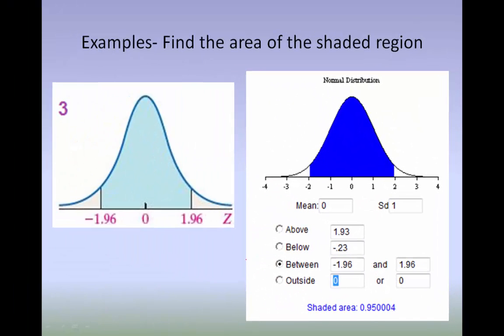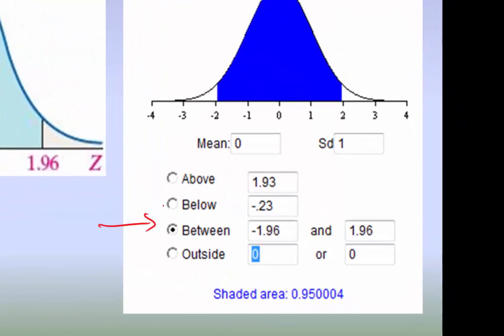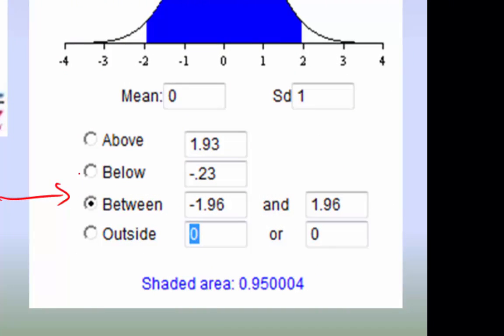And again, we're using between, and find the area between negative 1.96 and positive 1.96 to be 0.950004.